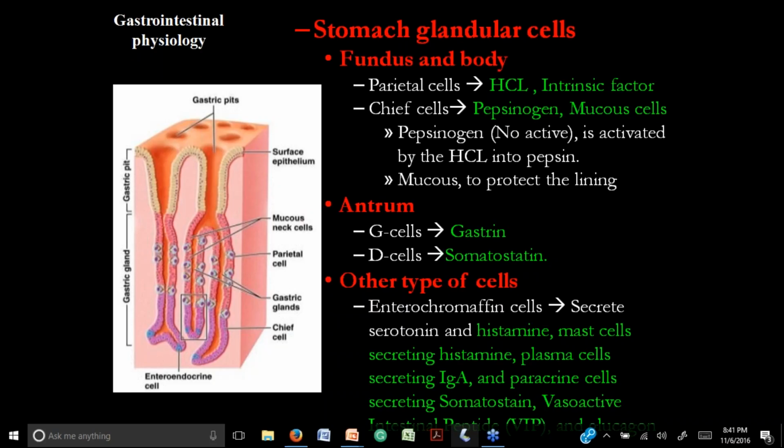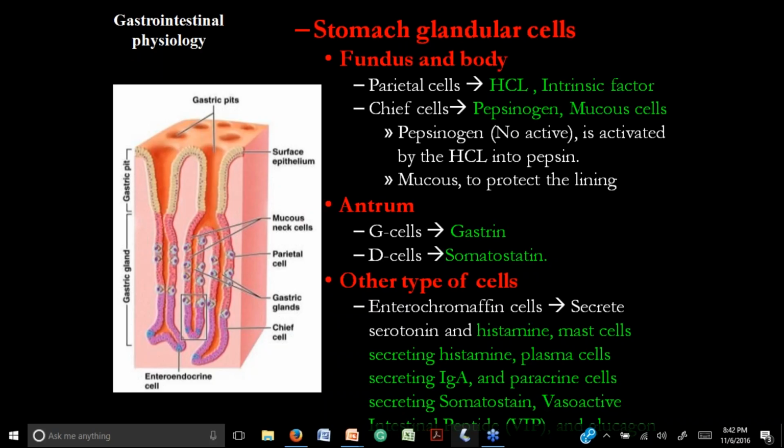We have the chief cells. The chief cells have two functions. The one that we remark on mostly is pepsinogen, which is activated in the presence of gastric acid. The activation of pepsinogen leads to pepsin, and pepsin does the digestion of the proteins. All right, and mucus is also released in order to protect the lining of the stomach.